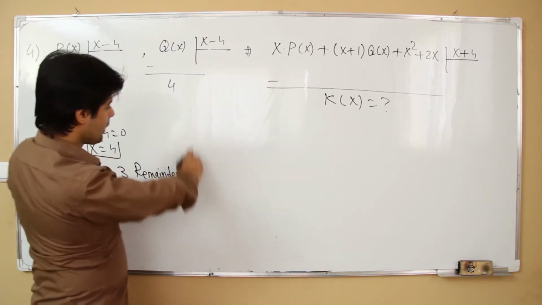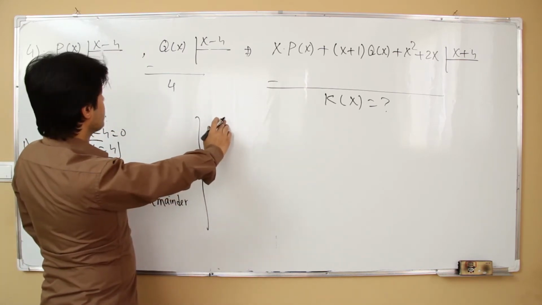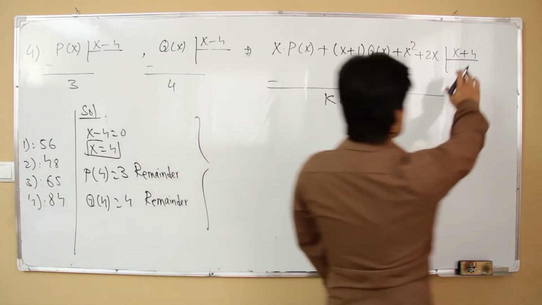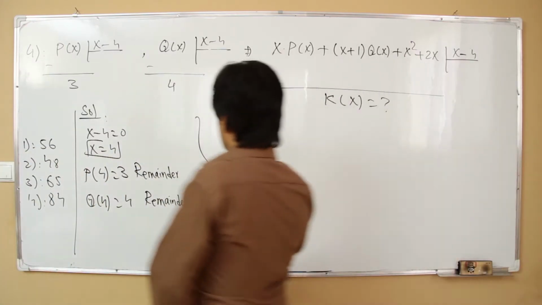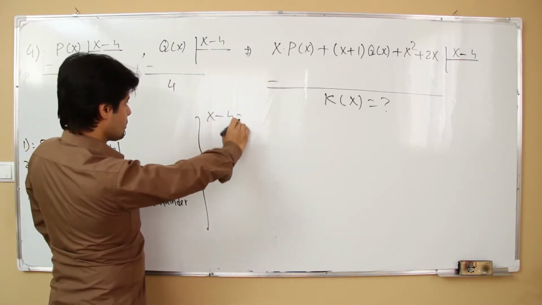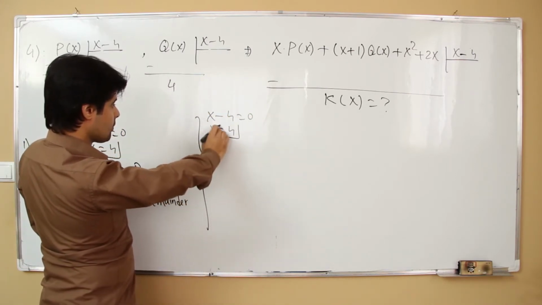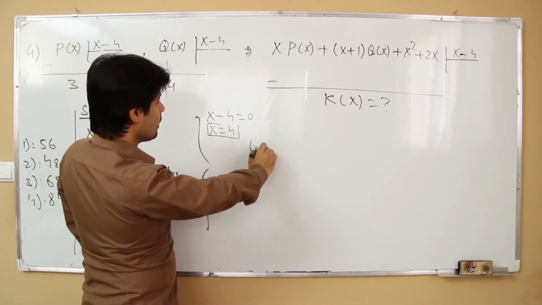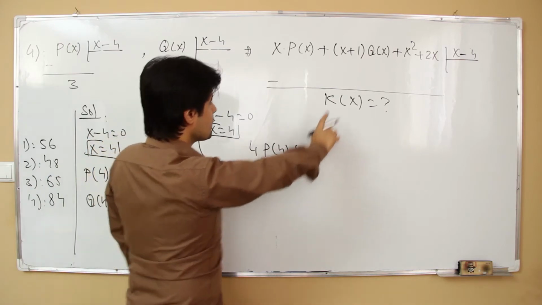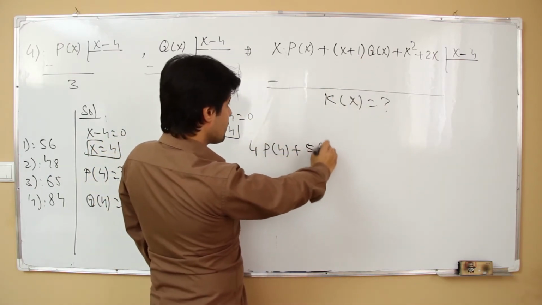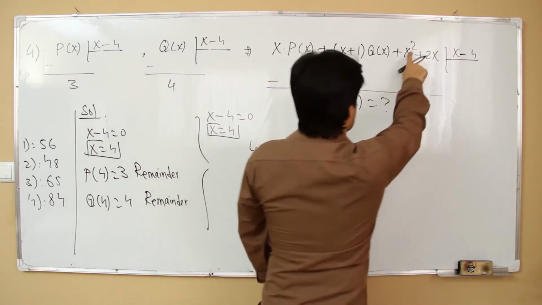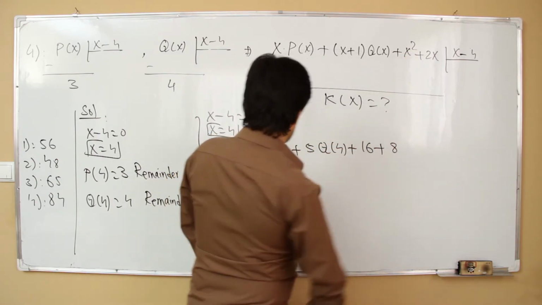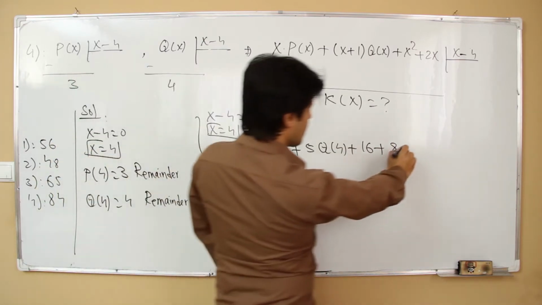Now, how can you find that remainder? X plus 4. It's not x plus 4. I think it is x minus 4. I'm sorry. X minus 4. X minus 4 equal to 0. It's x equal to 4. Then instead of x, you have to put 4. P(4) plus 4 plus 1, 5. Q(4) plus 4 squared, 16, plus 2 times 4, it is 8. This is called what? K(x).